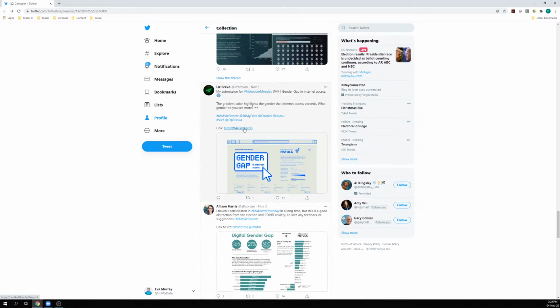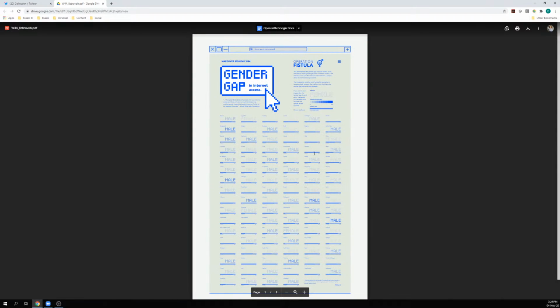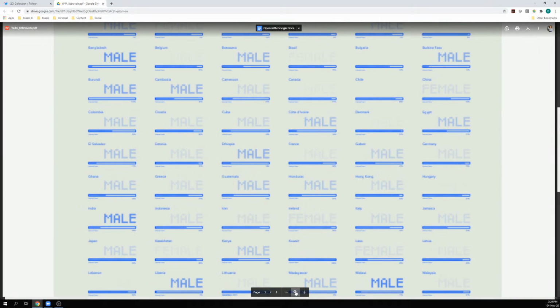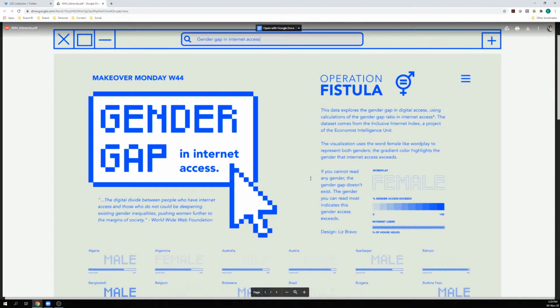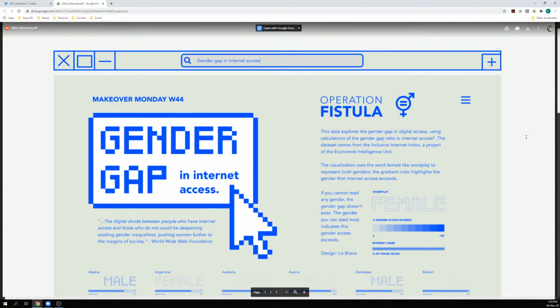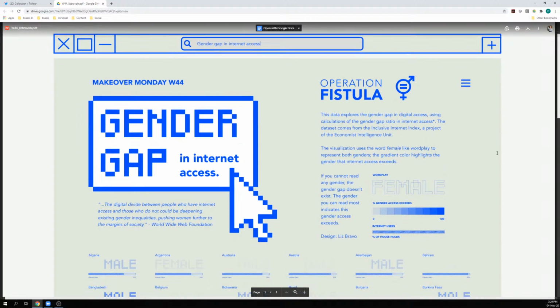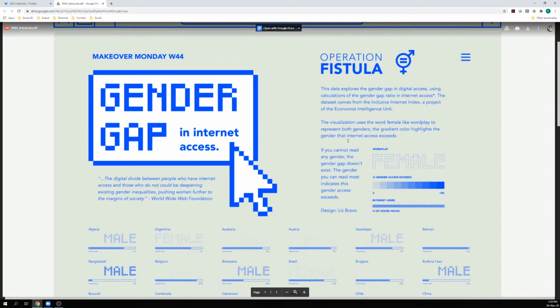Yeah, definitely. And then we have Liz Bravo. So last week she delivered this outstanding viz. It was so creative. And this week she did something very creative again. And this is a PDF, so I'm just going to have to zoom in and kind of scroll. So, gender gap in internet access. So there's a bit of explanation. And then what I really like is just the how to read the viz section.